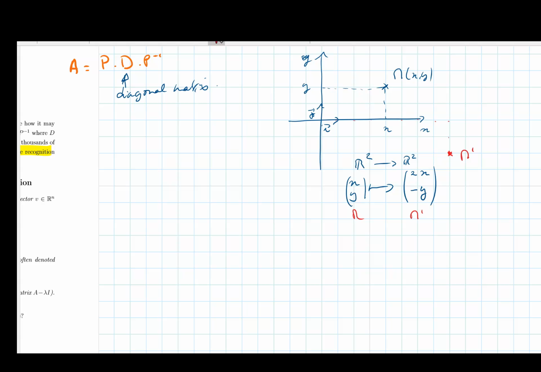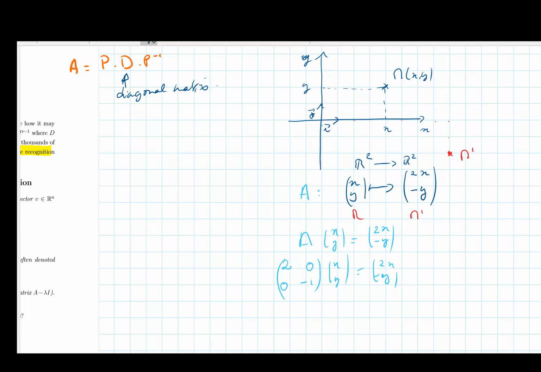Do you know a way to write this transformation now? We can use matrices to write it. So what kind of matrix can I use? I can say this is going to be the matrix A such that A applied to (x, y) gives me (2x, negative y). This is going to be the matrix with 2, 0, 0, negative 1. So this matrix is really a 2 by 2 matrix.